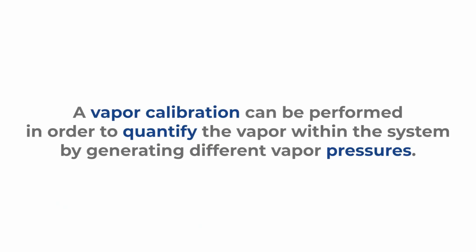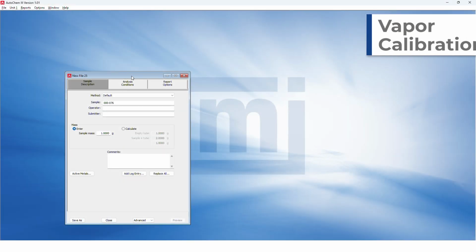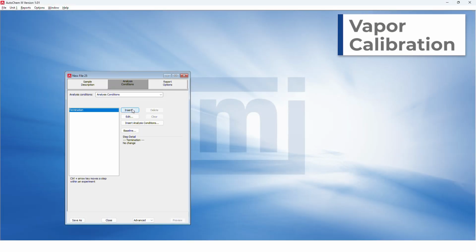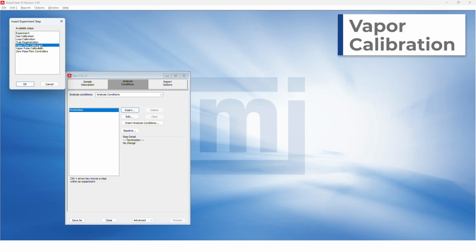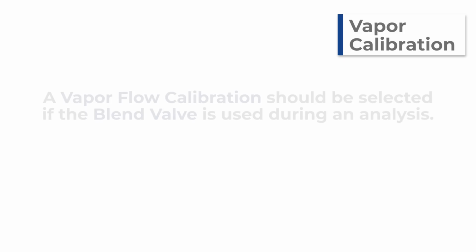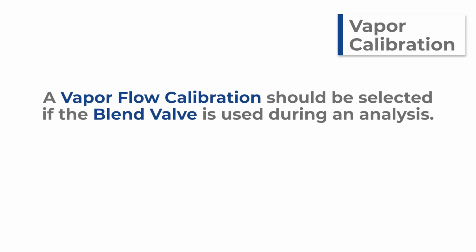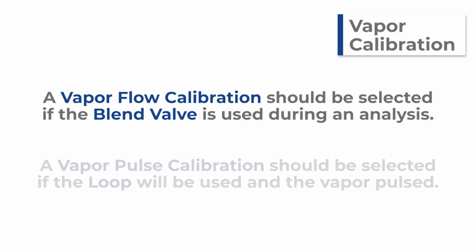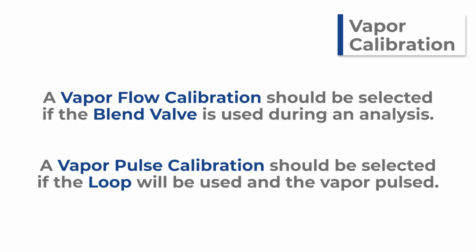A vapor calibration can be performed in order to quantify the vapor within the system by generating different vapor pressures. Under the Analysis Conditions tab within a sample file, click Insert. The two vapor calibrations are flow and pulse. A vapor flow calibration should be selected if the blend valve is used during an analysis. The vapor pulse calibration should be selected if the loop will be used and the vapor will be pulsed.